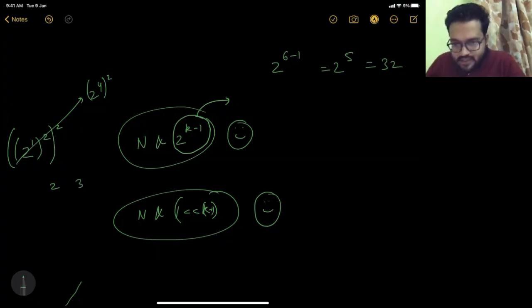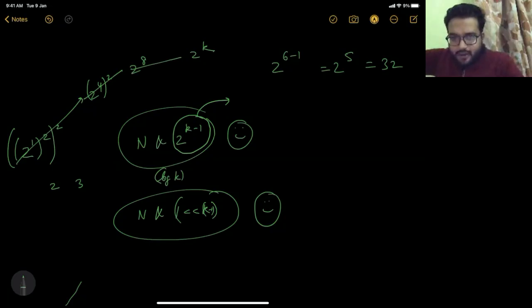How many of you understand this, guys? If I keep on doing power of a power, log k times, I will get to 2 power k in log k amount of time. Does it make sense now? So I hope you appreciate that I could have done this 2 power k minus 1 in order k time, or I could have done that in log k time. If I do that in order k time, that's a bad solution. If I do that in order log k time, that's a great solution.